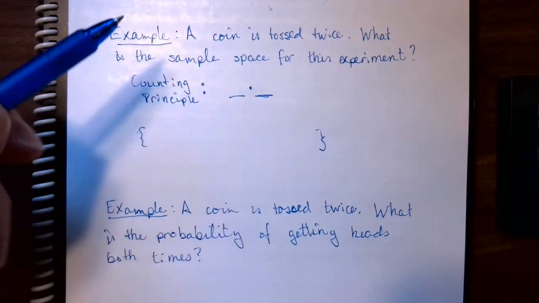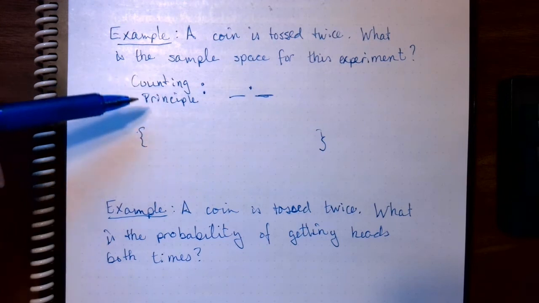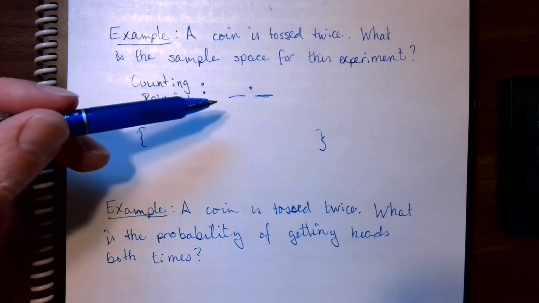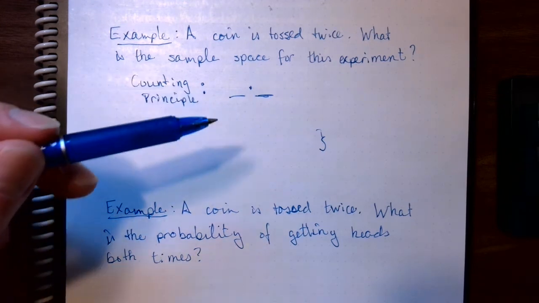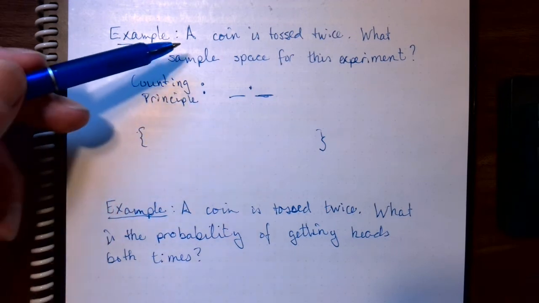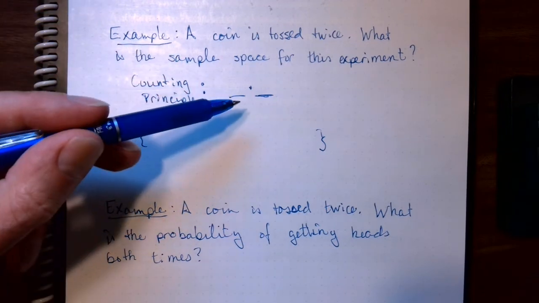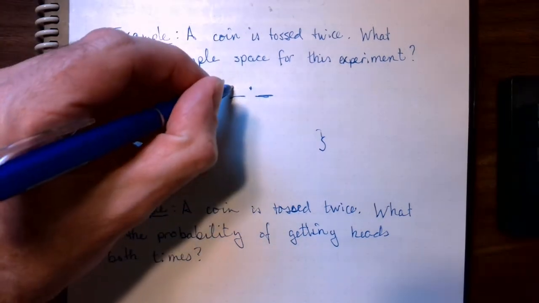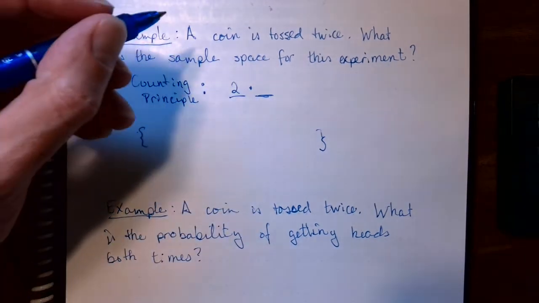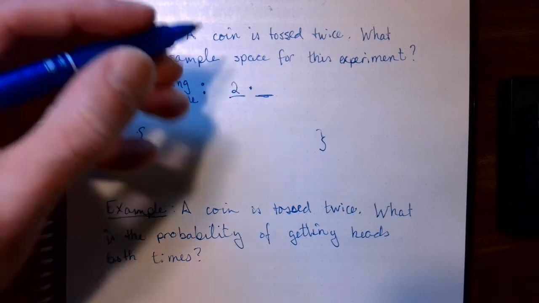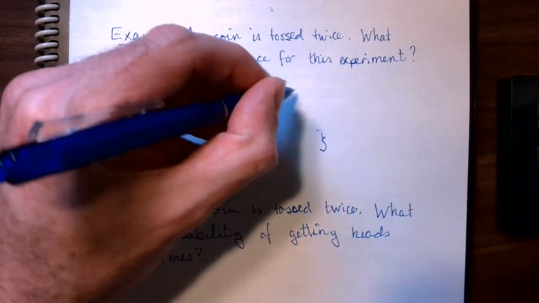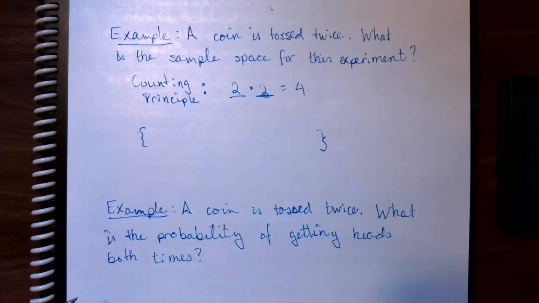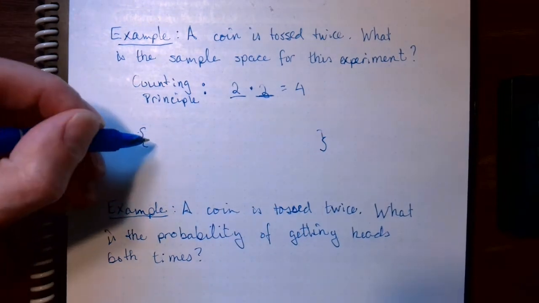But before I do that, I'm going to use the counting principles to determine how many elements should be in my set. We're tossing a coin twice, so it's a two-stage experiment. How many ways can the first toss come up? Well, that's easy. You got two options. Your toss could come up heads or tails. Same thing for the second toss. Okay, so the sample space needs to contain 4 elements.